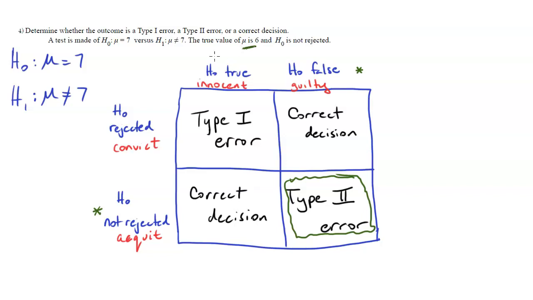If the true value was 7, which matched our null hypothesis, then the null hypothesis would be true, and we don't reject it, so that would be a correct decision. But as it stands, type 2 error.